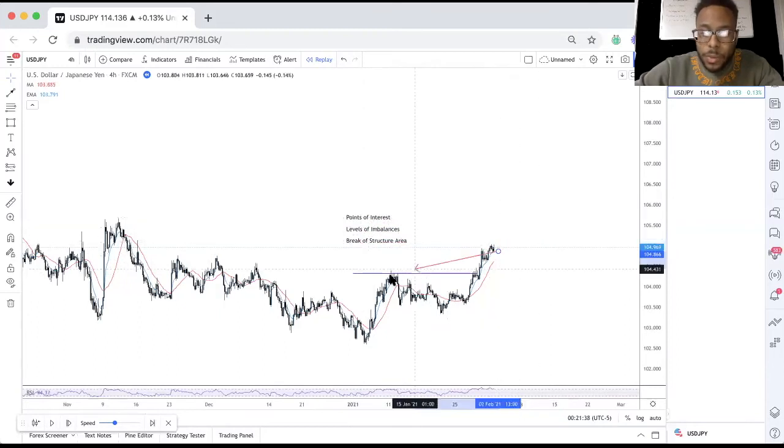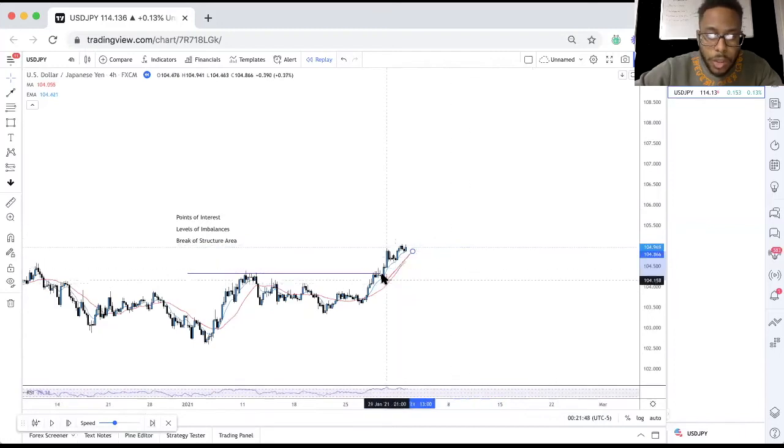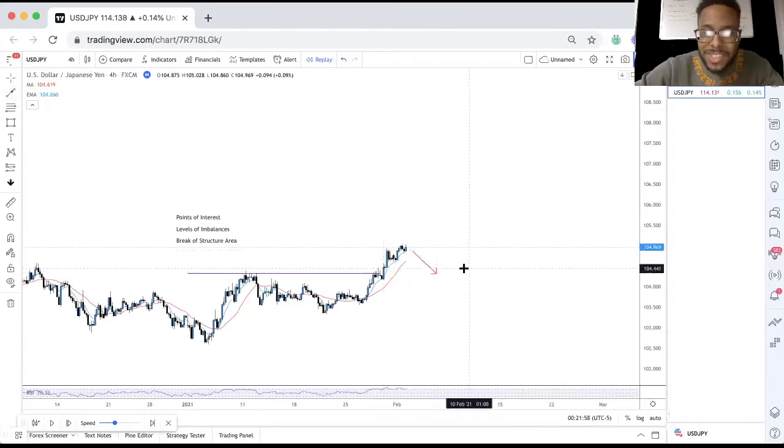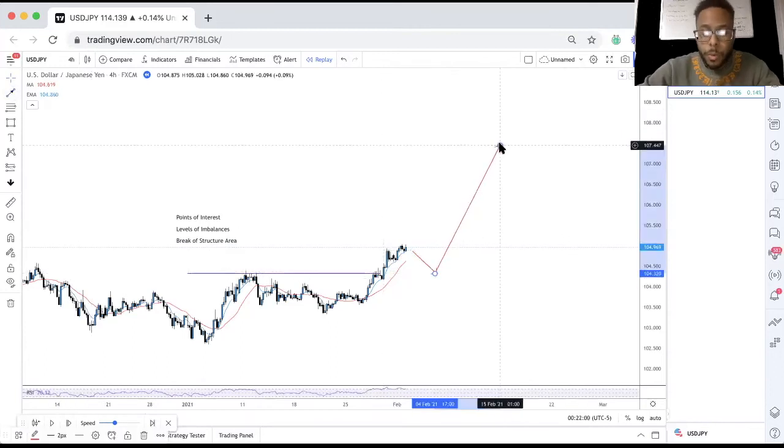In this case, what that area ends up being is here, that break of structure that also has a point of interest with a level of imbalance attached to it, right? So this becomes the perfect area for us to look for potential entries to catch a new impulse upward.